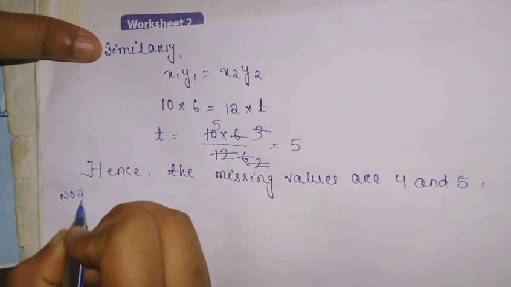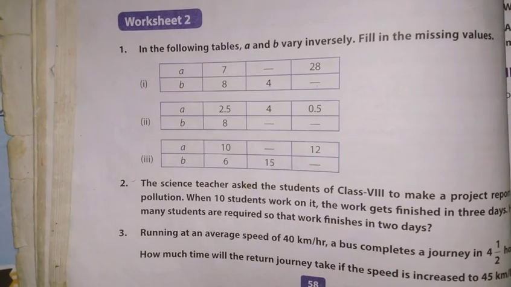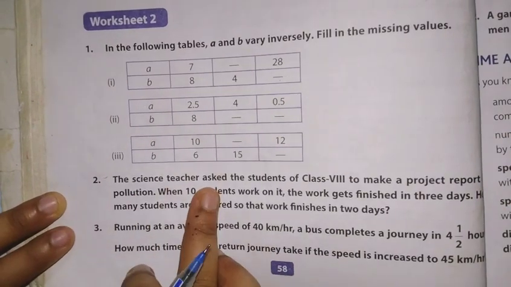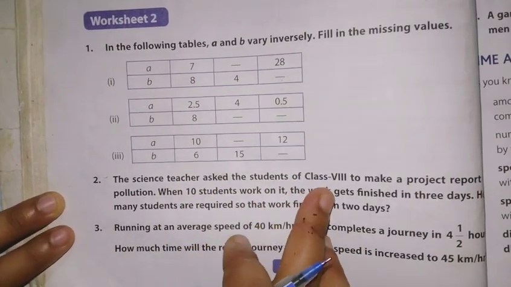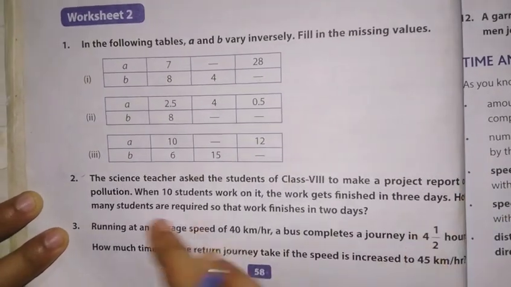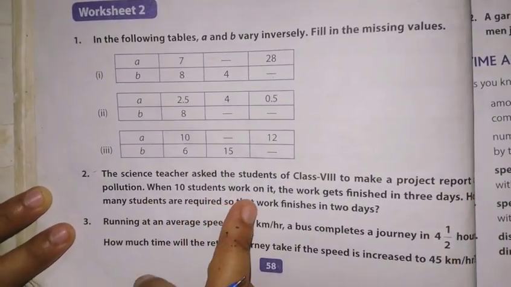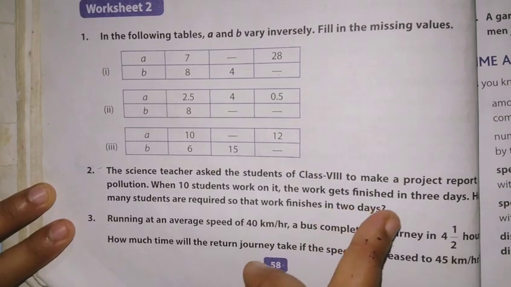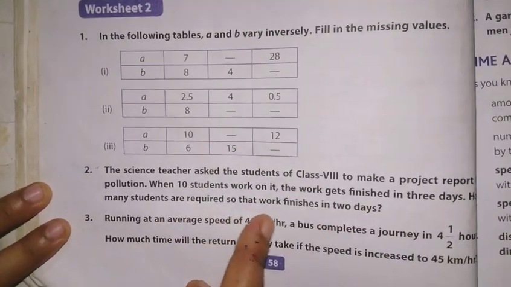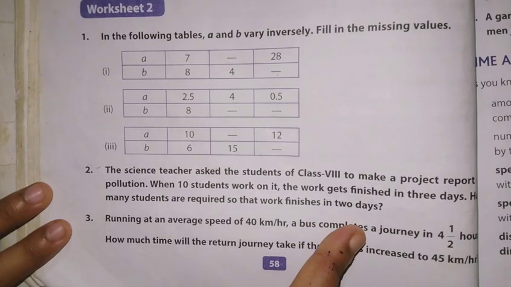Now we solve question number 2. The science teacher asks the students of class 8 to make a project report on pollution. When 10 students work on it, the work gets finished in 3 days. How many students are required so that the work finishes in 2 days?